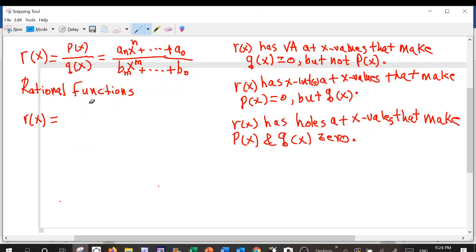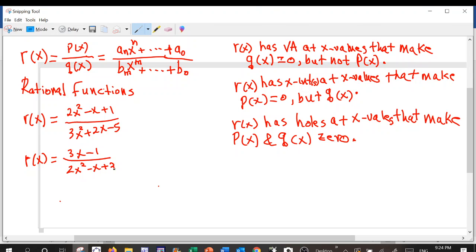So let's think about a rational function. For example, I'm going to give you 3 of them. Let's say 2x squared minus x plus 1 over, let's say, 3x squared plus 2x minus 5. Then I'm going to give you another one. R of x equals 3x minus 1 divided by 2x squared minus x plus 3.